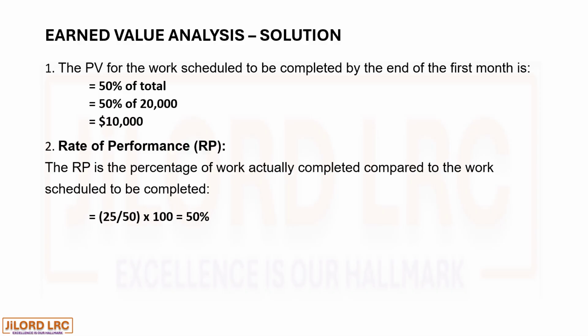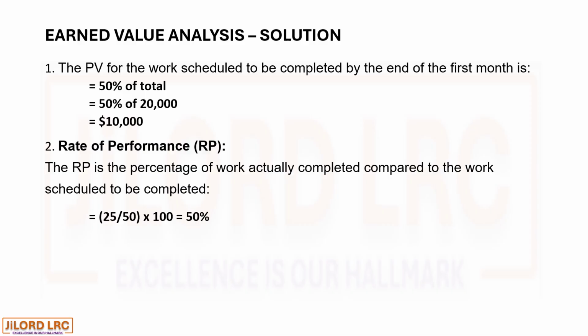2. The rate of performance. The rate of performance, RP, is a percentage of work actually completed compared to the work scheduled to be completed. The work actually completed at the end of the first month was 25%, but it was scheduled that 50% should be completed by the end of the first month.